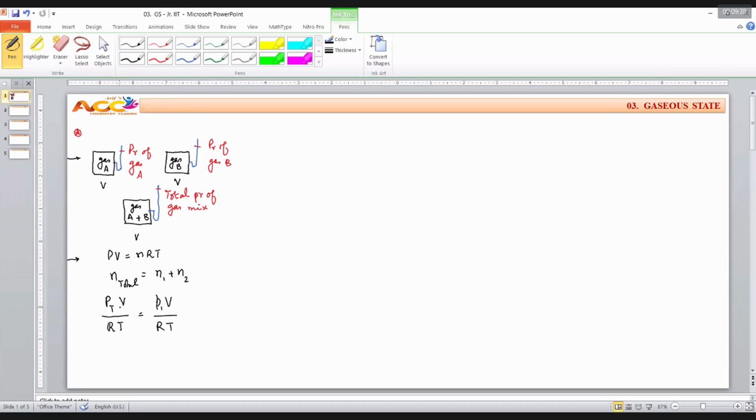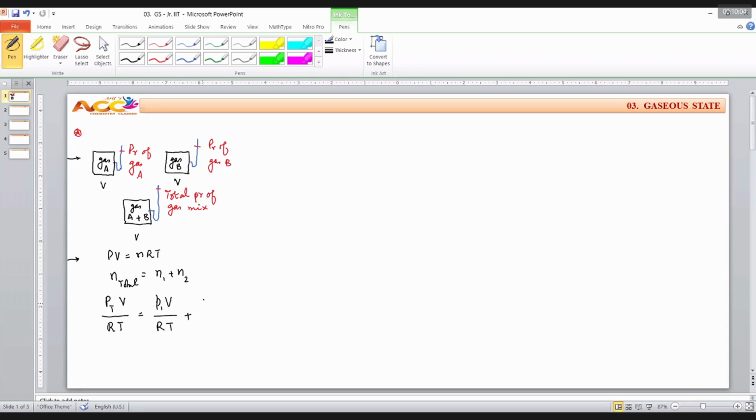Yes, I have given 20 rupees, another fellow given 30 rupees, another fellow given 50 rupees. Total is 100. What is my contribution? 20 by 100. What is 20 called? Partial pressure. What is 100 called? Total pressure. Therefore, remember that if I am writing P, it is pressure. But when I write small p, partial pressure. What is partial pressure? Partial pressure is pressure of a gas in mixture of gases. We write in the notes.